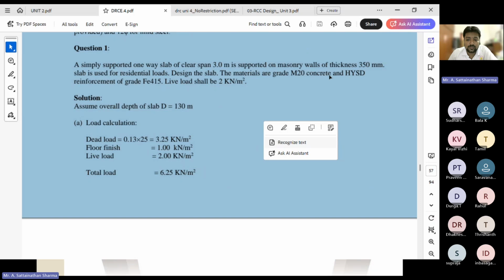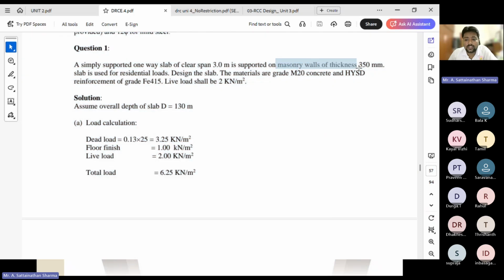Again, take the same example, this problem. They have given that it is on a masonry wall, 350 mm. Masonry wall means brick wall. Is it possible to embed the reinforcement or the concrete into the brick? Definitely not. Is it possible to embed the brick into the concrete? That is also not possible. There is no use of doing that, right?